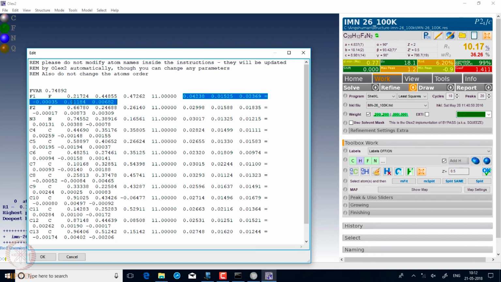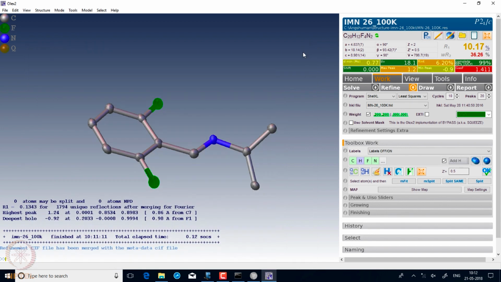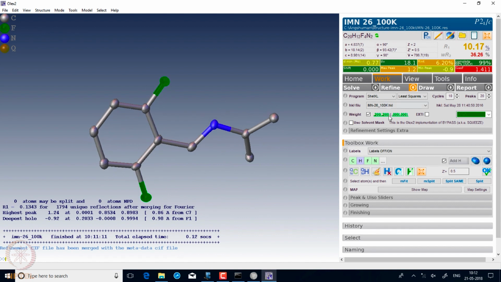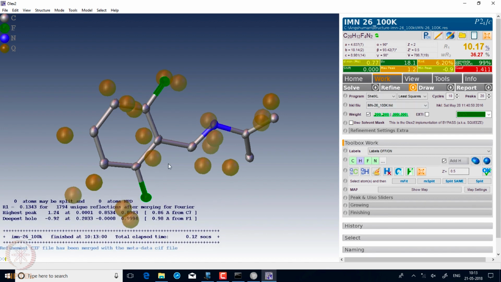If some of these numbers are very large negative, what happens is that the ellipsoid becomes flat or distorted, and immediately you would get an alert at the bottom that there are some problems. If some numbers are very large compared to the others, then it means the ellipse is elongated in some direction, which may indicate a disorder as well. So now with this, if we do a few more cycles of refinement, we can see that everything is becoming green, and then the next step is to add the hydrogens.